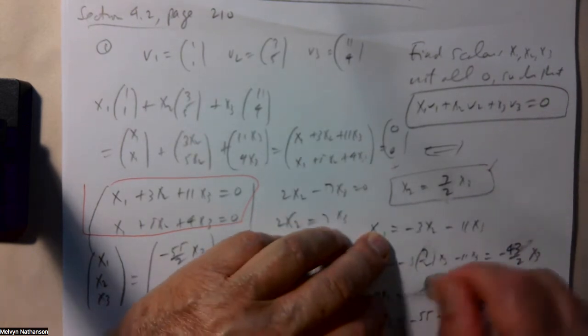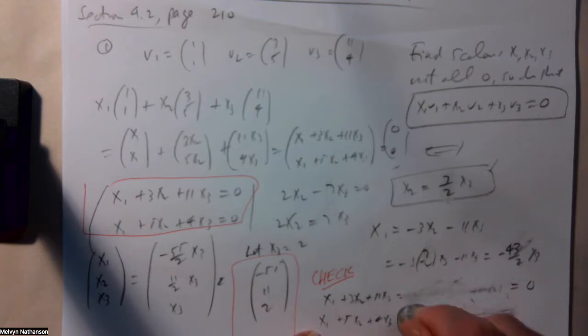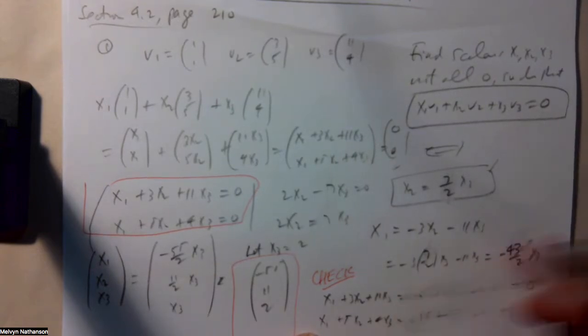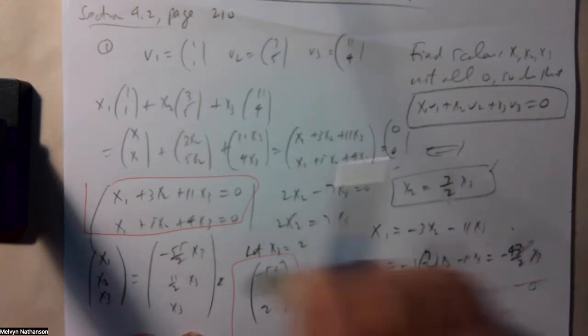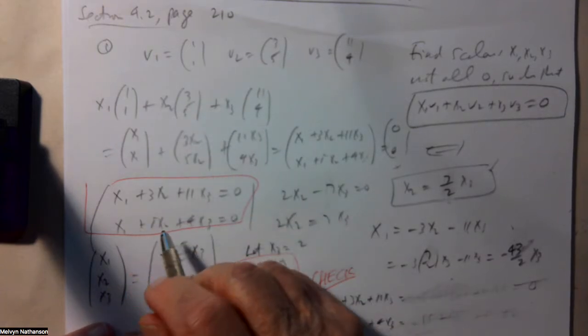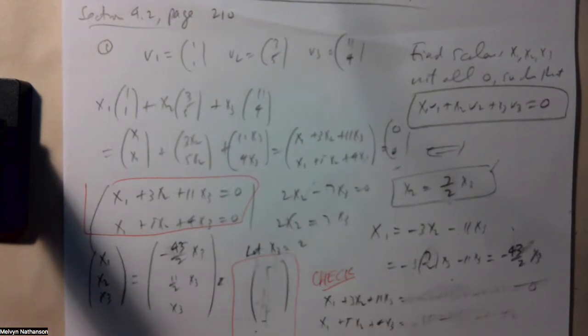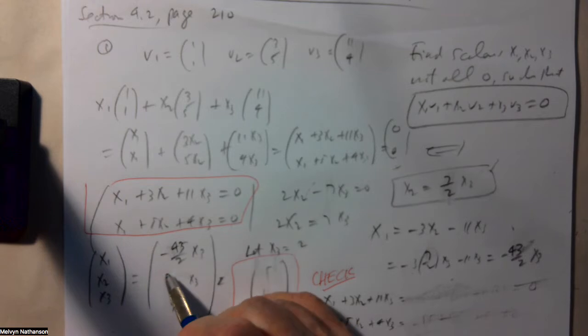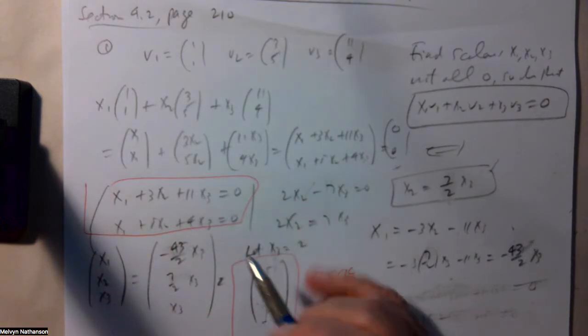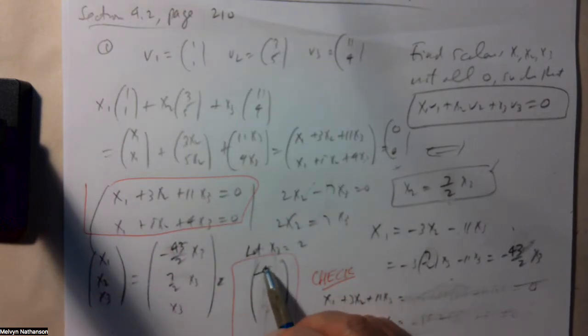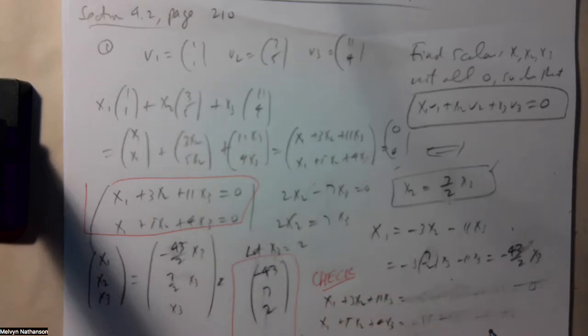So this should be minus 43. So x1, if this is correct, is minus 43 over 2 x3. x2 is 7 halves x3. And if I take x3 equal to 2, just to get a solution that's not a fraction, I get minus 43, 7, 2. So let me check this again and see if it works.